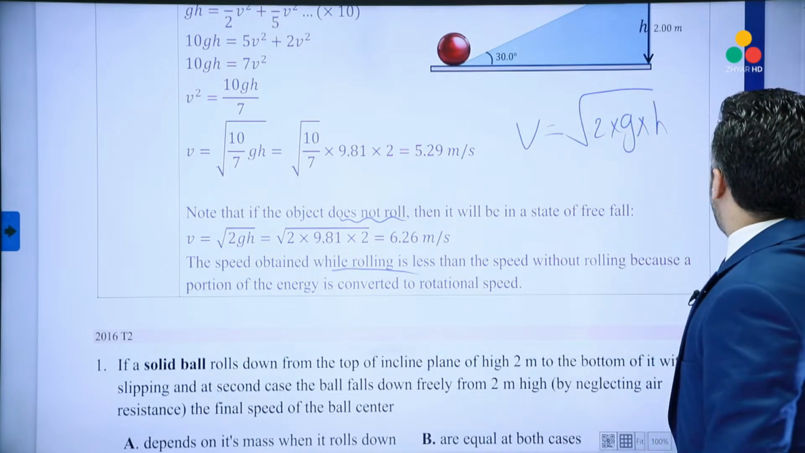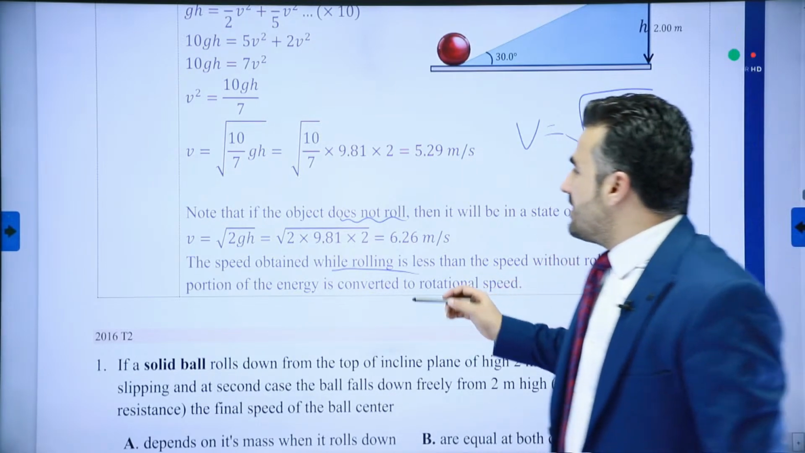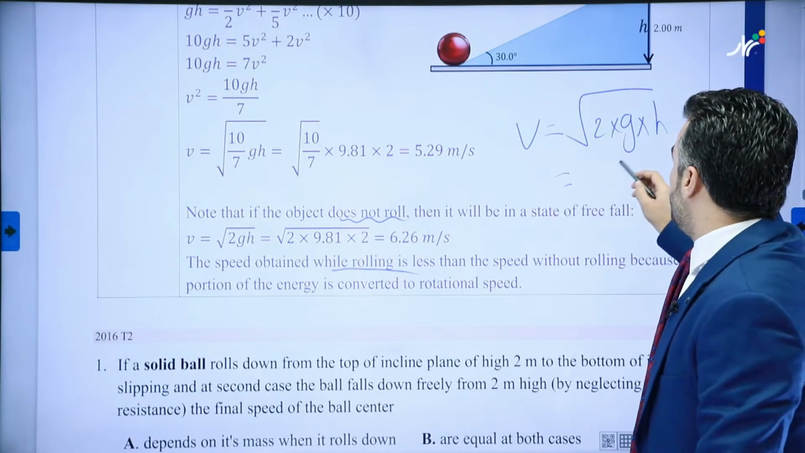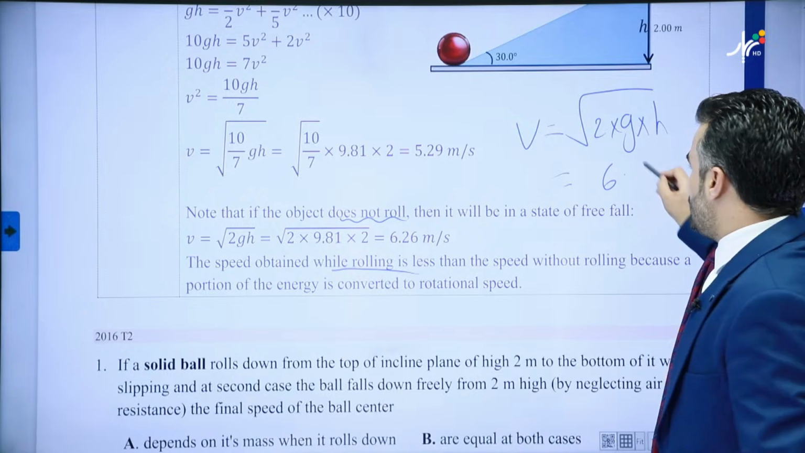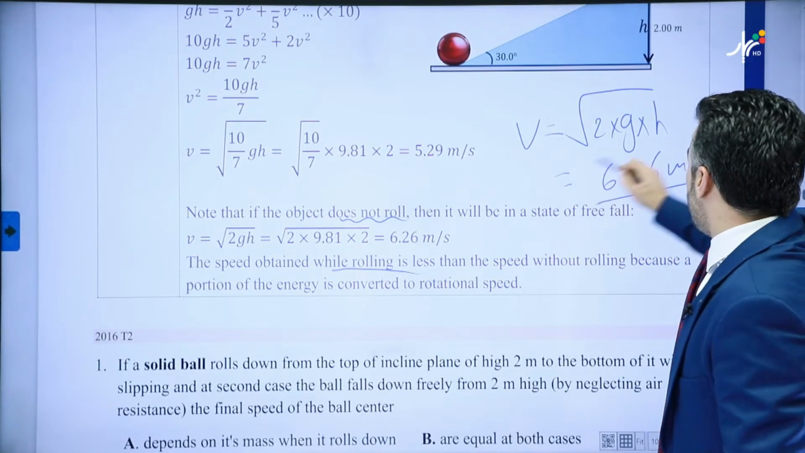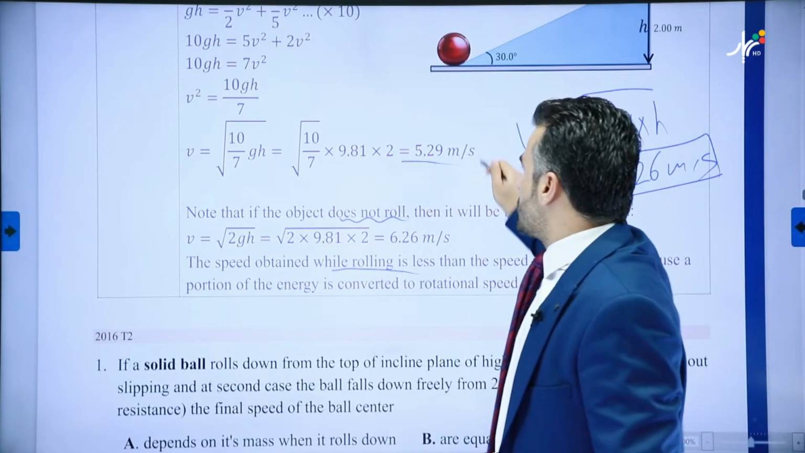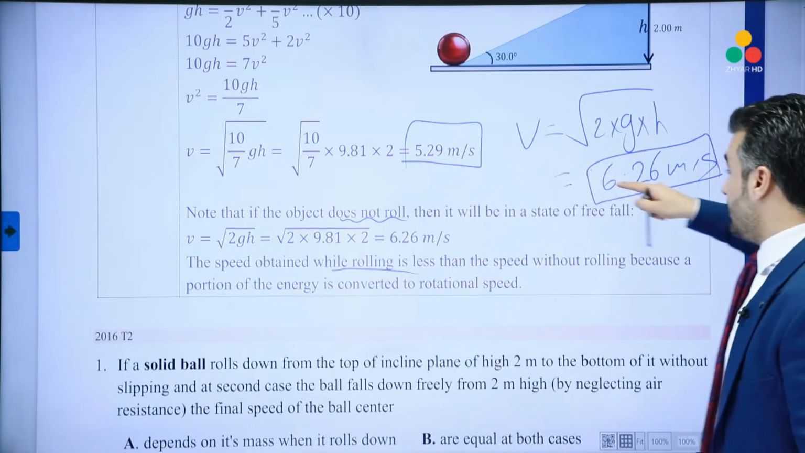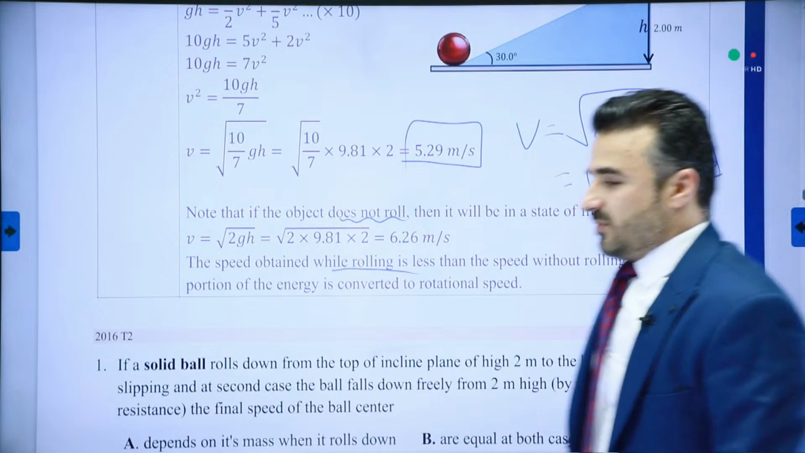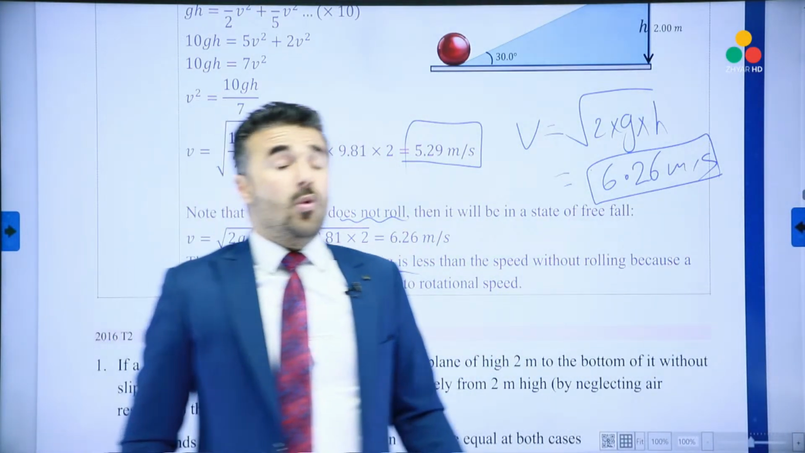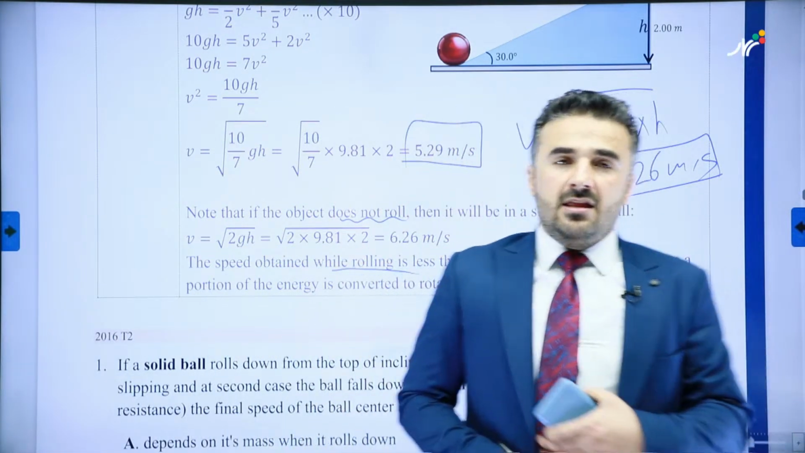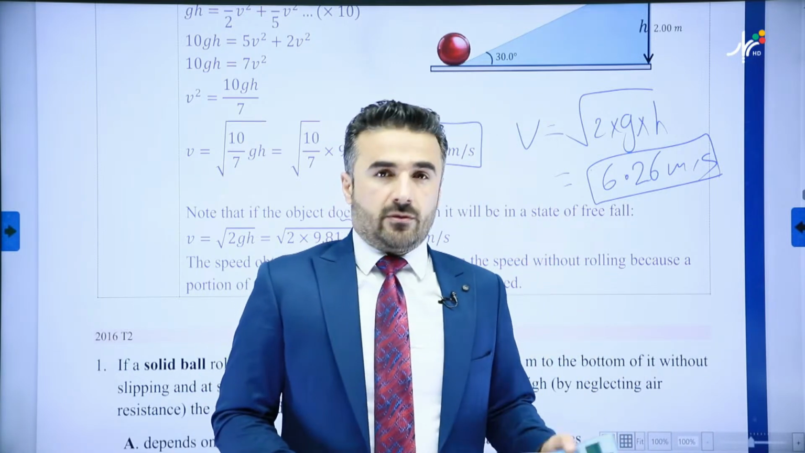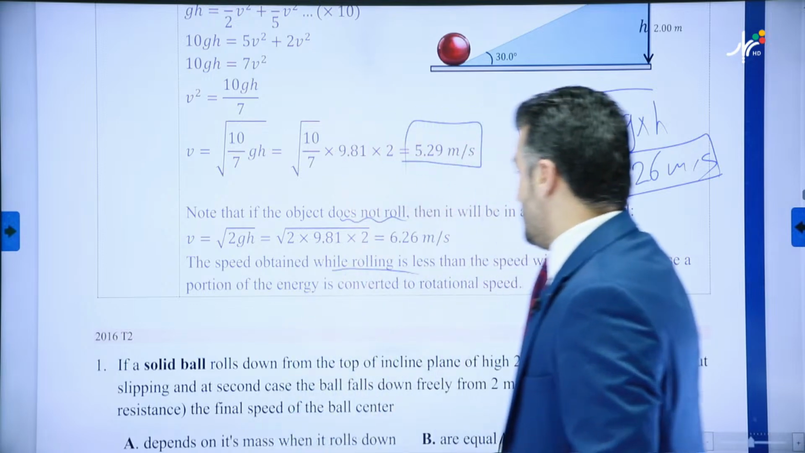By the way, there is a very good point here. If we find the speed without rolling, it equals 6.26 meters per second, which is bigger than the speed when it was rolling. When it is rolling, it is 5.29. When it is not rolling, it is 6.26 meters per second. Why is there a difference between the speed of the solid ball when it is rolling or not rolling?